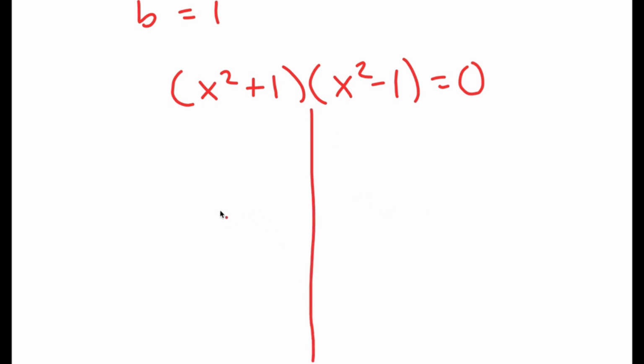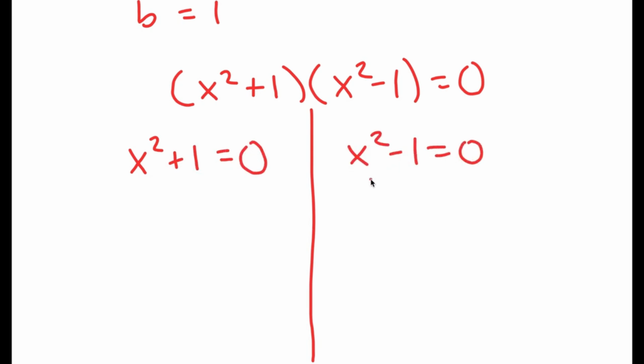Now this gives me two equations. I get x squared plus 1 is equal to 0 and x squared minus 1 equals 0. So let's first solve x squared minus 1 equals 0 because it's simpler than x squared plus 1 equals 0. To solve this, I'm going to first add 1 on both sides. So I get x squared is equal to 1.